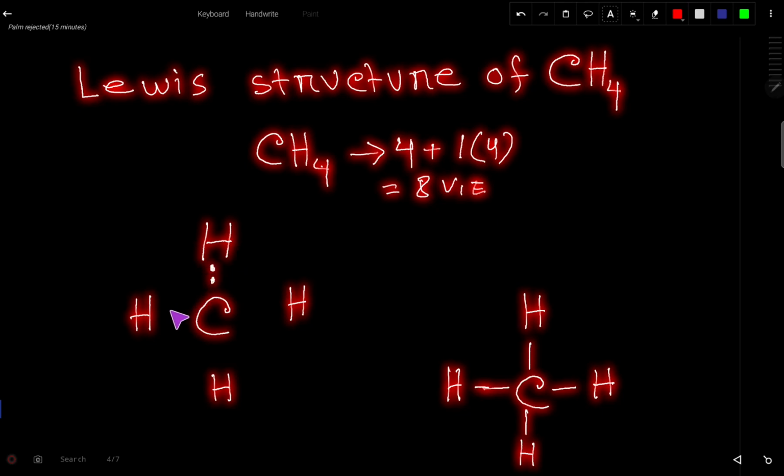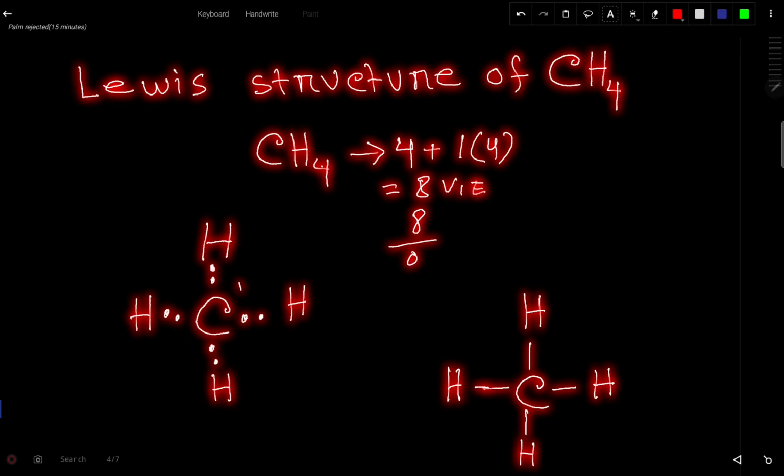To connect, we'll use 2 dots, or a single bond, right? So we have connected all the atoms, right? So for connecting these 5 atoms together, we have used 2, 4, 6, 8. Out of 8, we have used 8 valence electrons. So we have 0 valence electrons left.